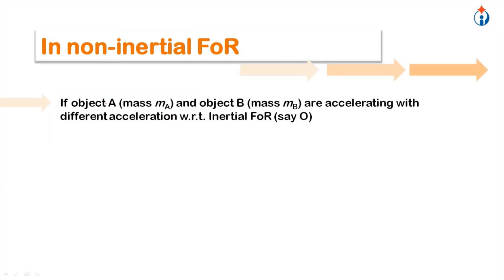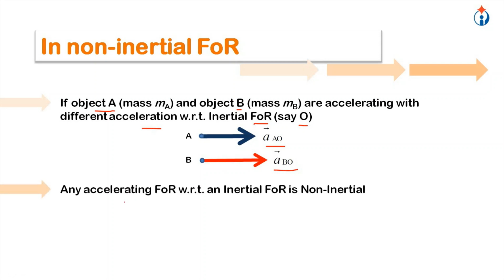So non-inertial frame of reference: if I take object A, mass ma, object B, mass mb, they are accelerating with different acceleration with respect to inertial frame of reference, let's say O. So let's say, acceleration of A with respect to O, acceleration of B with respect to O. Acceleration is a vector quantity, so symbolically vector. Now, any accelerating frame of reference with respect to an inertial frame of reference is non-inertial. So frame of reference of B is non-inertial. Means if I observe from B, the frame of reference is non-inertial.